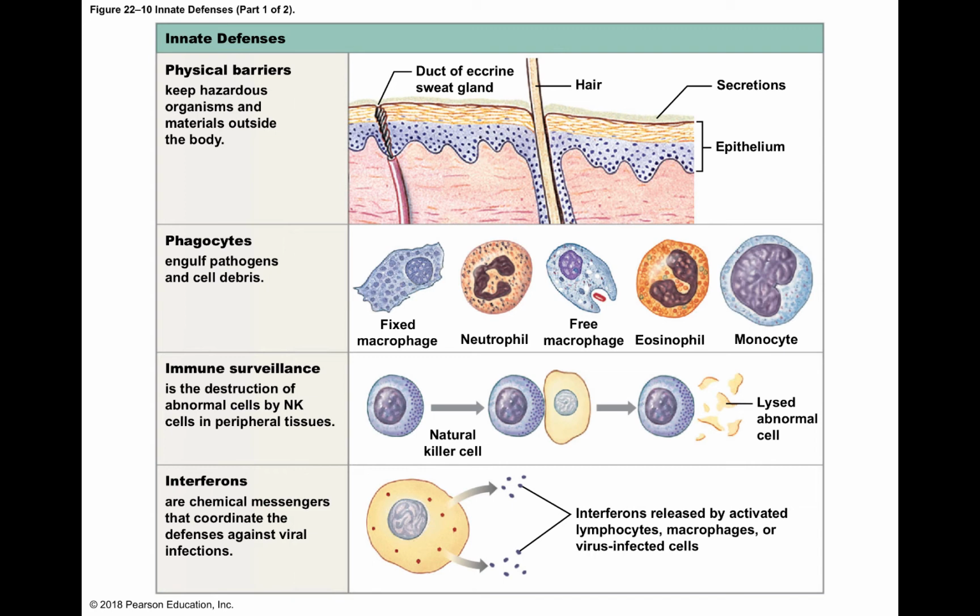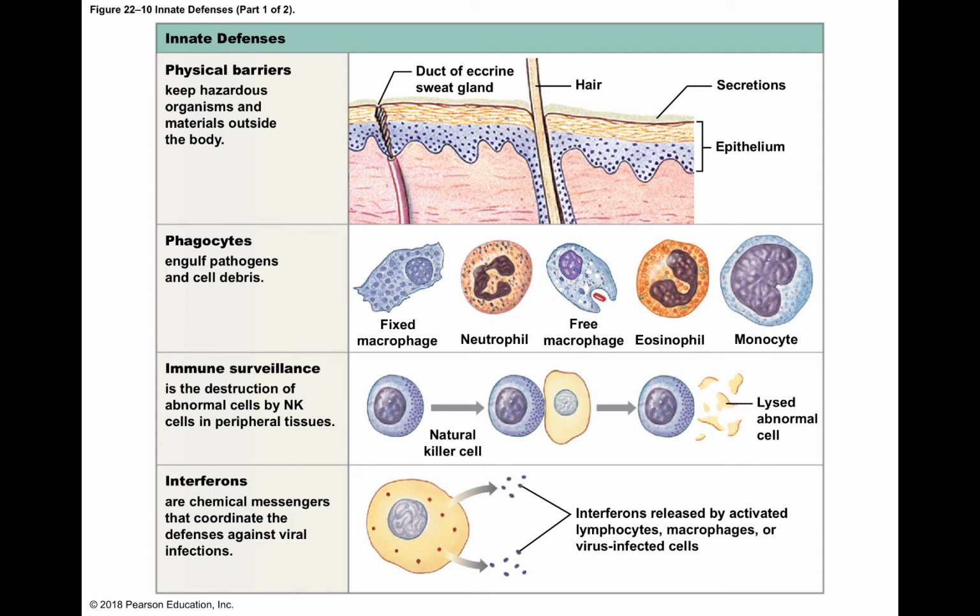Then the physical barriers also include secretions. Your sweat secretes a fluid that's very salty, right? Why do we use salt as a preservative? Why do we use salt to preserve meat? Because salt kills bacteria, right? Salt kills pathogens. So this salty secretion on your skin is going to kill off those bacteria and not let them in. And then we have the sebaceous glands.